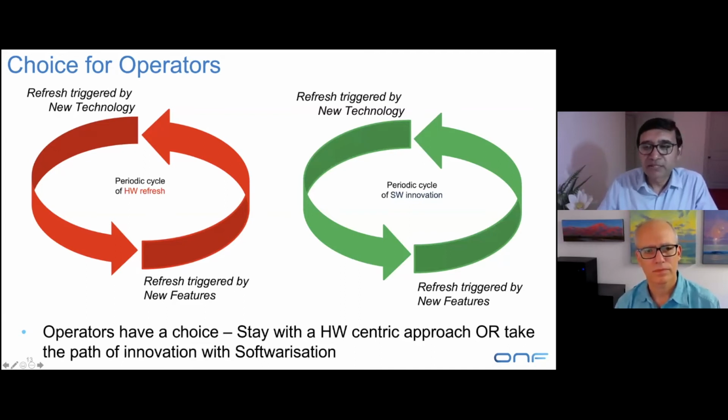Now, if you compare that to this architecture, this is more a periodic cycle of what I call software innovation, where every time there is a new technology or new feature, because you have now softwareized everything, you do innovation in software. Underlying hardware, yes, you may have to add more compute, but the innovation is happening in the software.